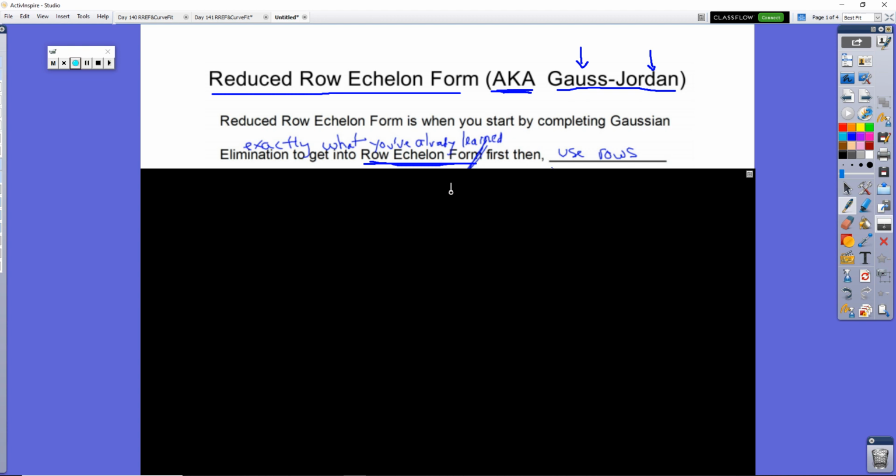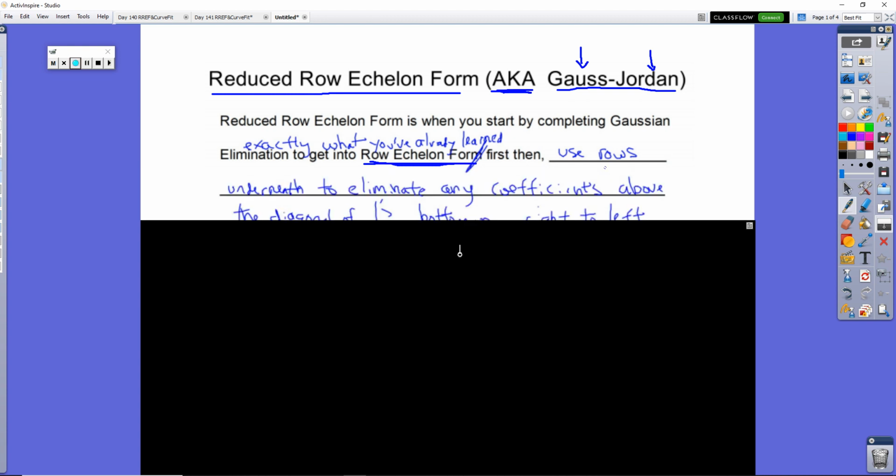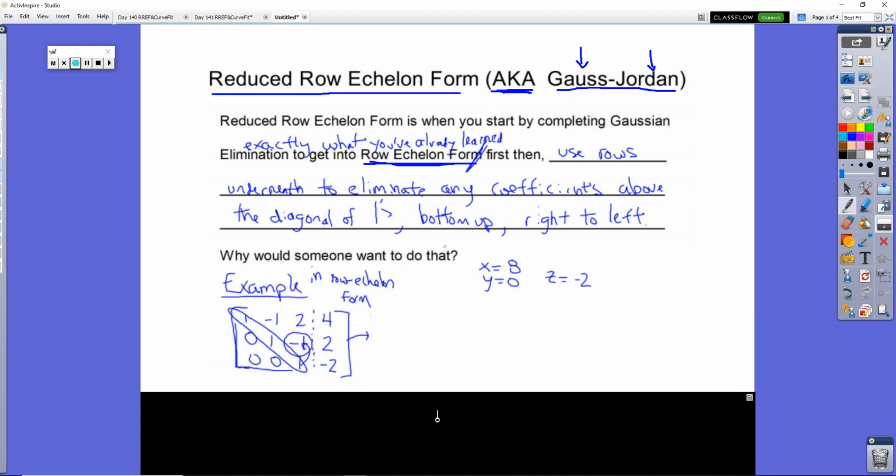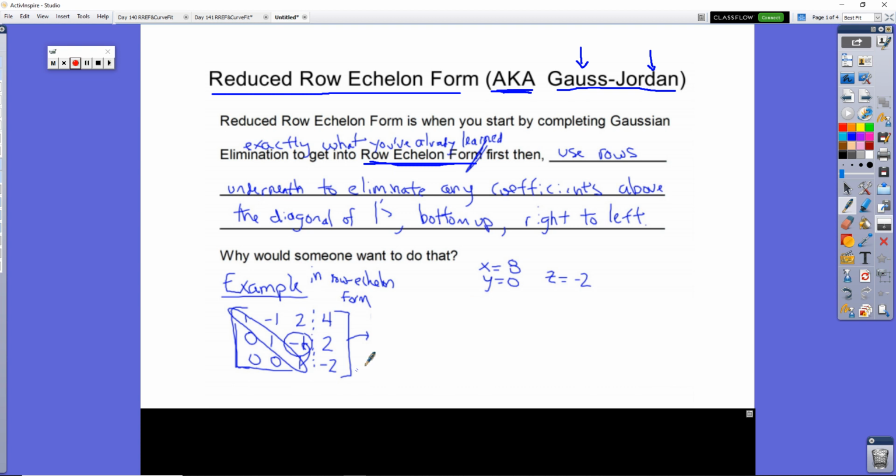The Jordan part of the process uses rows that are underneath your diagonal of ones to eliminate any coefficients above the diagonal of ones. In this Jordan part of the process, you're going to work from the bottom up, and you're going to be working from right to left. So those two things are completely backwards from the way that Gauss processes things. But you can't do this Jordan part until you're already in row echelon form.